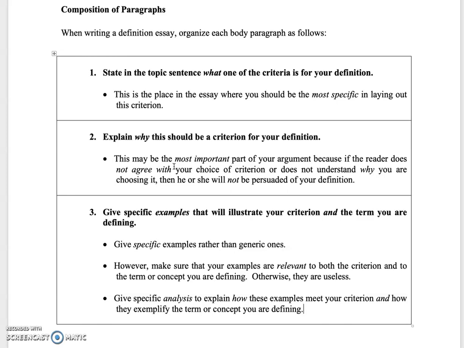All right. In the next video, we'll take a look at some good and bad examples of body paragraphs for a definition essay.